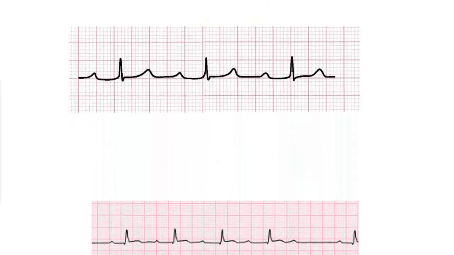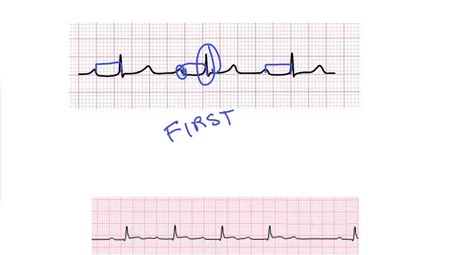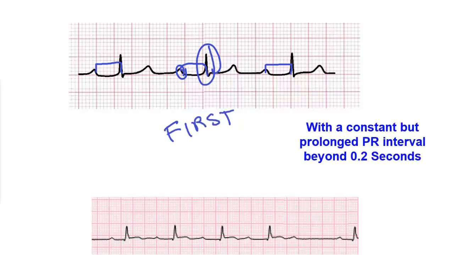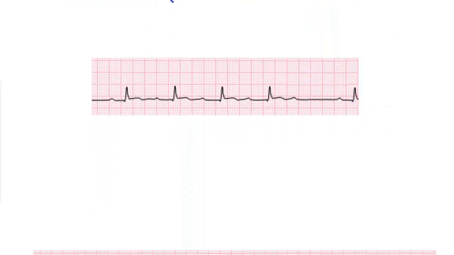Next few, we'll go over different heart blocks. So what do we have here? What is happening to the PR interval? It's the same. It is not changing, and every P wave is followed by a QRS. So this is an example of a first degree heart block. And just be careful, some of these might not be in order, so just pay attention.